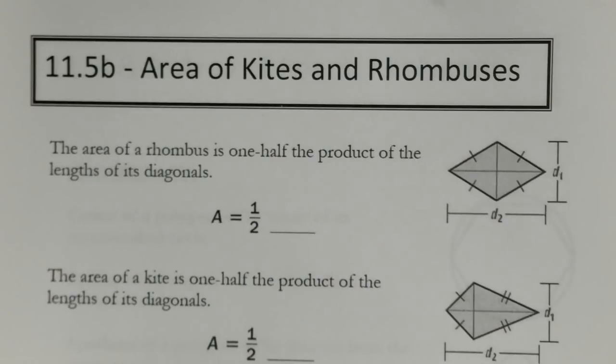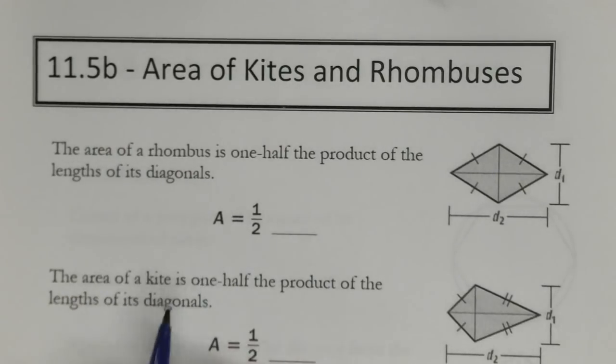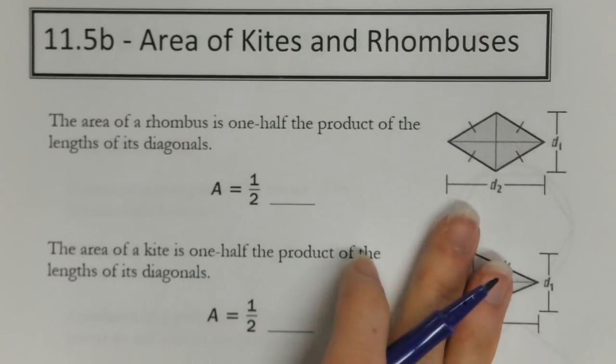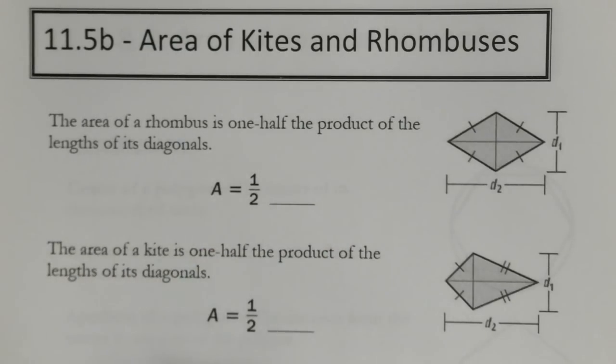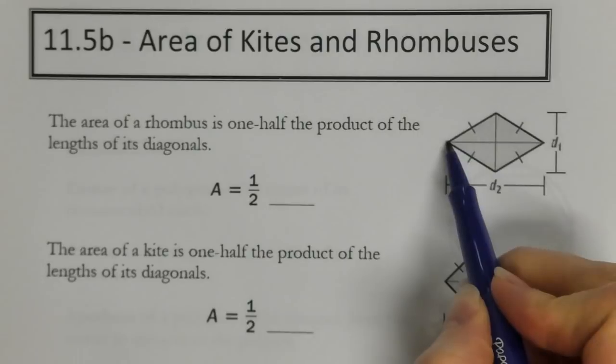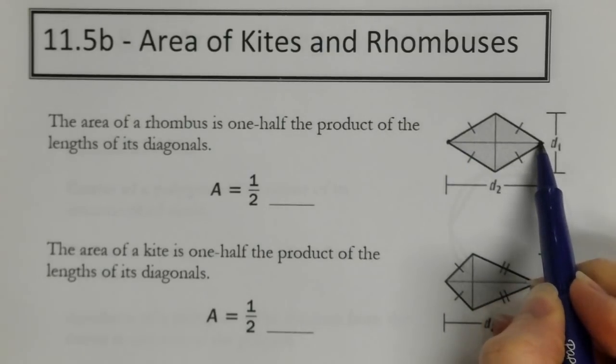Hello everybody, we are going to learn about area of kites and rhombuses today. So there's a few formulas right at the beginning. The area of a rhombus is 1/2 the product of the length of its diagonals. Remember, diagonals go from end to end.